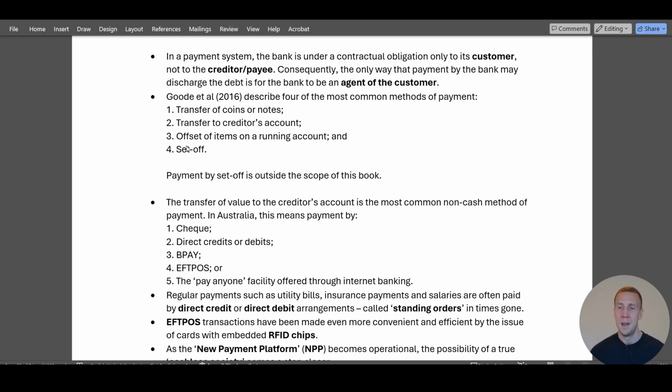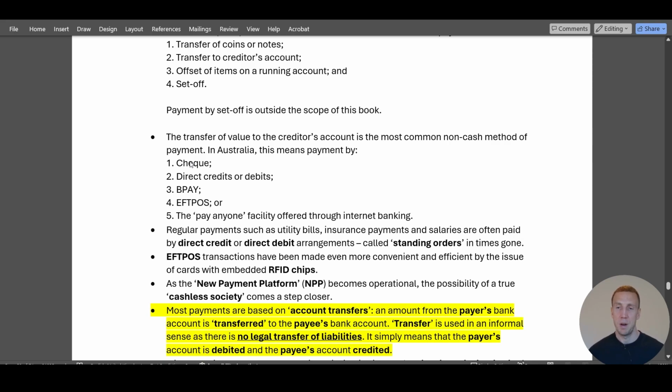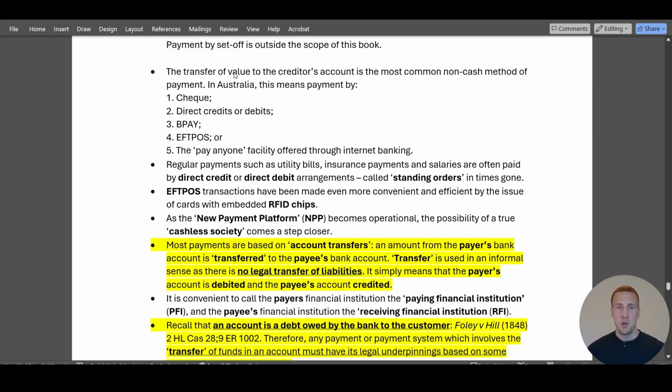Okay, but we touched on this under the accounts, and obviously the remedy that comes in behind negotiating the bills and using our bonds to bring in the passbook or the ledger that's held on the private side to set things off from the public side. All right, in this double entry bookkeeping system where we have public and private. So the transfer of value to the creditor's account is the most common non-cash method of payment. In Australia, this means payment by cheque, either cheque, direct credits or debits, BPay, EFTPOS, or the Pay Anyone facility offered through internet banking.